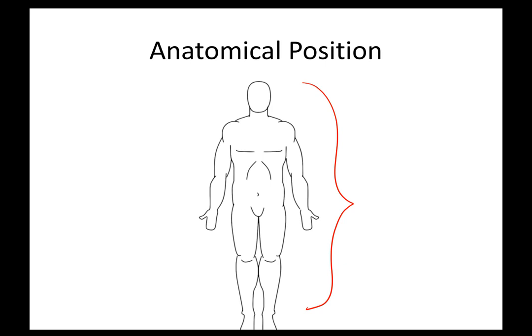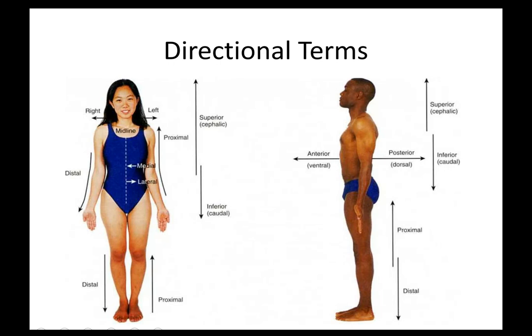Because from this position, you know where superior is and inferior. You know where medial is and lateral. You know where distal is versus proximal. In this position, you know exactly where all of that is. So going back to the directional terms. Remember that with directional terms, there are always opposites. So there are always two sides to the coin. If there's an up, there's a down. If there's an in, there's an out. If there's a left, there's a right.